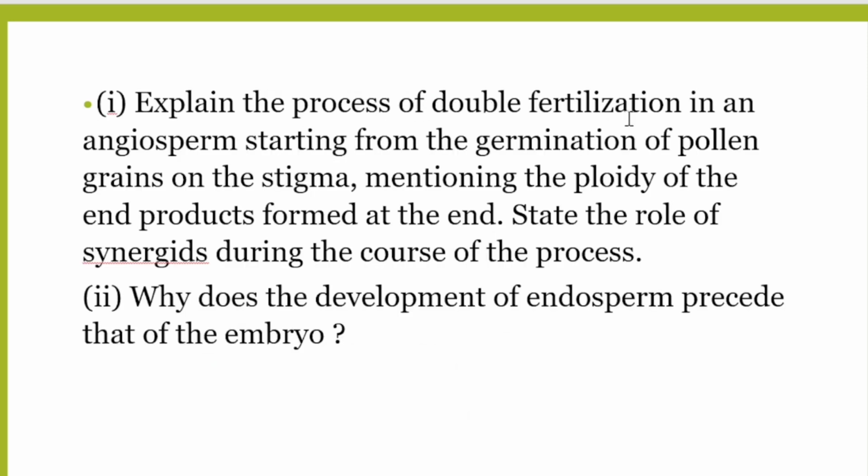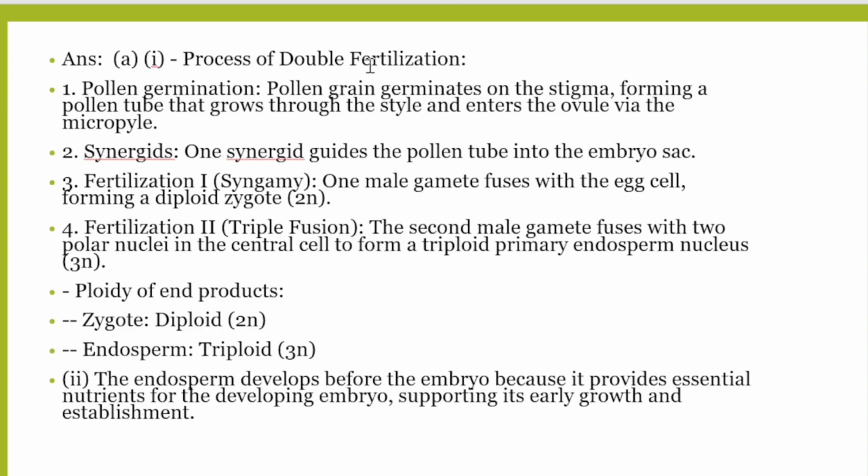Explain the process of double fertilization in an angiosperm, starting from the germination of pollen grains on the stigma, mentioning the ploidy of the end products formed at the end. State the role of synergids during the course of the process. Why does the development of endosperm precede that of embryo? I already explained the process of double fertilization, but pollen germination is when the pollen grain germinates on the stigma, forming a pollen tube that grows through the style and enters the ovule via the micropyle. One synergid guides the pollen tube into the embryo sac. Then syngamy and triple fusion together are called double fertilization.